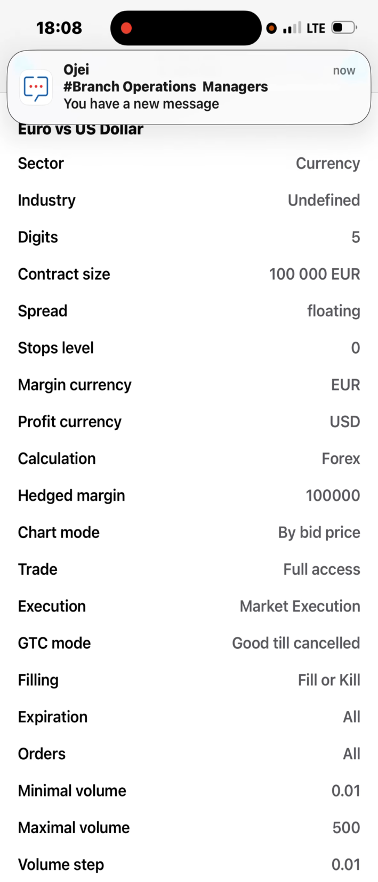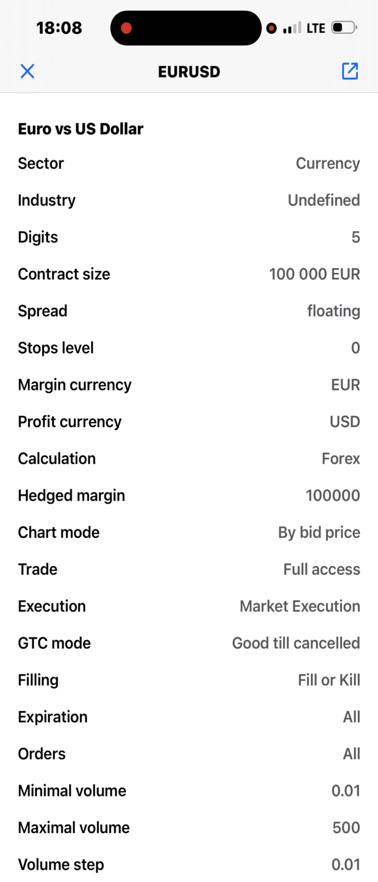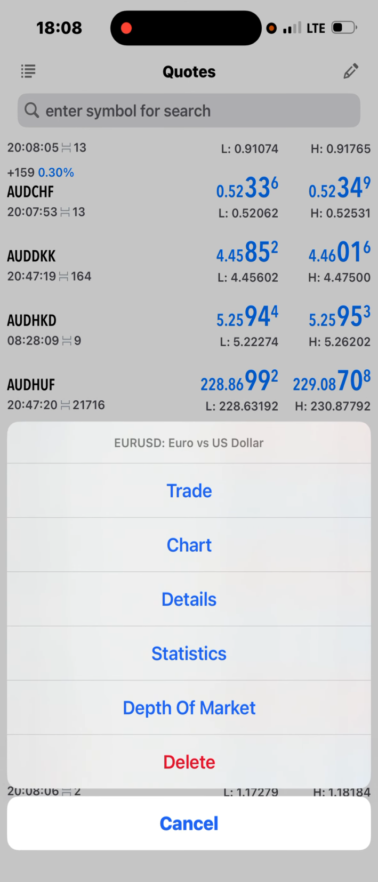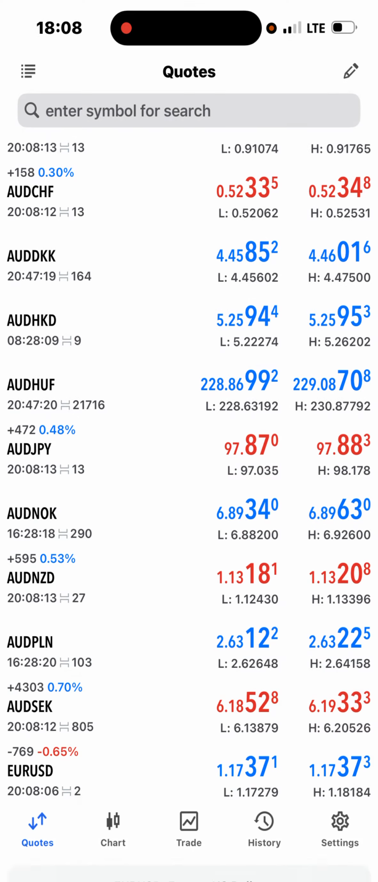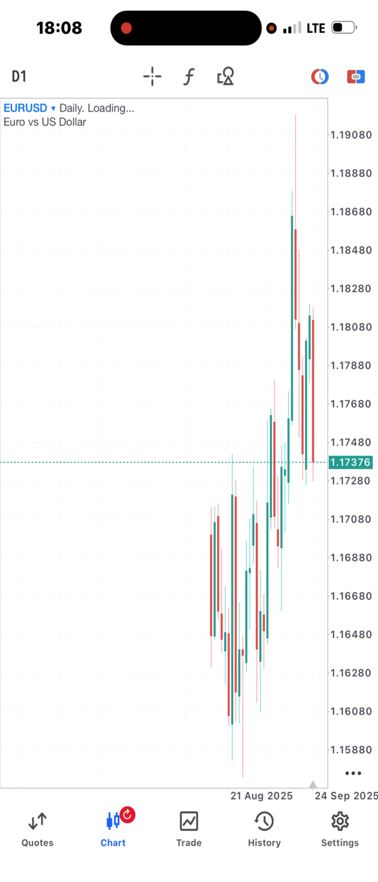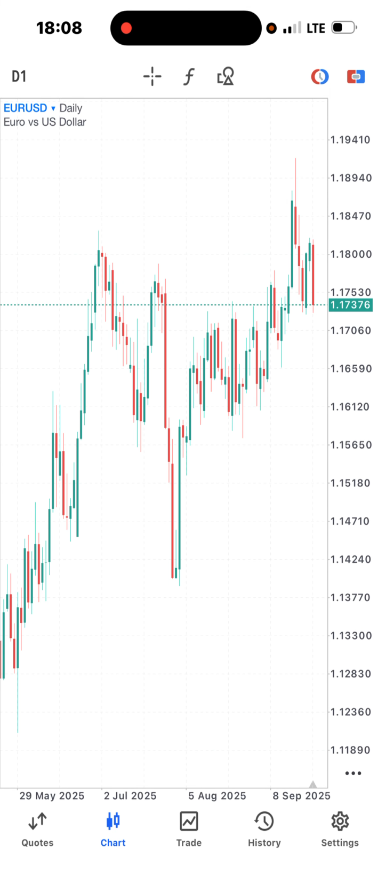You can see this is all the details of Euro USD today, the depth of the market and all of those. But two things that should be more important to you should be trade and chart. So let's say I want to click on chart. Charting means I want to see the candlesticks. What are they doing? What have they done? How far have they gone? What is going on currently in the market?